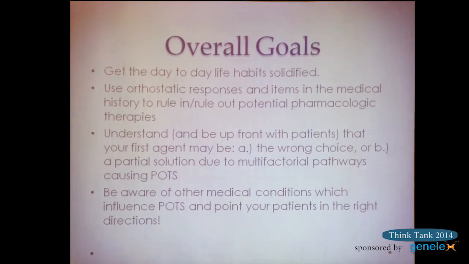And then be aware of other medical conditions which might influence POTS and point your patients in the right directions, meaning give them useful and good referrals to people like Dr. Teasley.